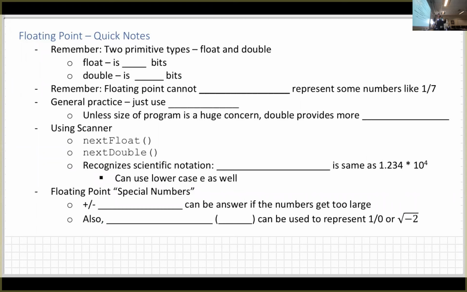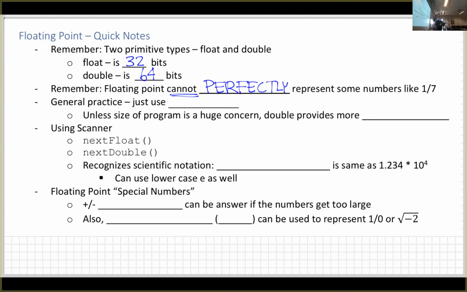All right, so let's talk about floating point first. If you remember in Java, we have primitive types and we have integers. We have four types of primitive data for integers: bytes, shorts, ints, and longs. And with Java, there are two types of floating point primitive data. We have the float, and we have the double, 32 bits and 64 bits.